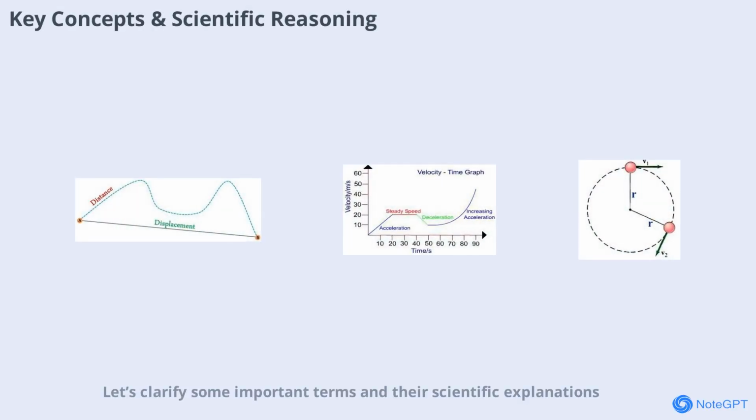Let's clarify some important terms and their scientific explanations. Displacement is the minimum distance between start and finish points. Deceleration is negative acceleration, meaning velocity decreases over time. In uniform circular motion, velocity changes at every point because direction changes, even if speed stays constant. During collisions, total momentum remains constant, illustrating the law of conservation of momentum. Working of rockets depends on Newton's third law. Every action has an equal and opposite reaction.